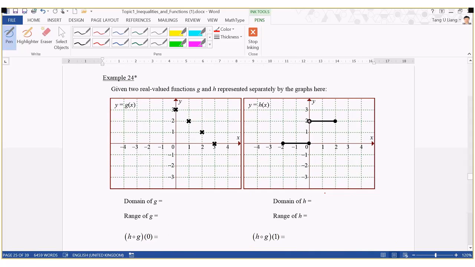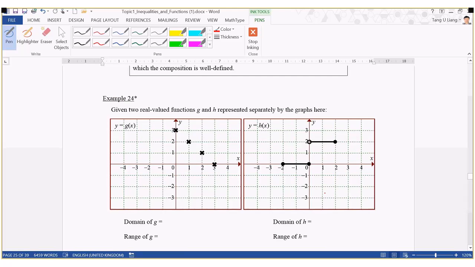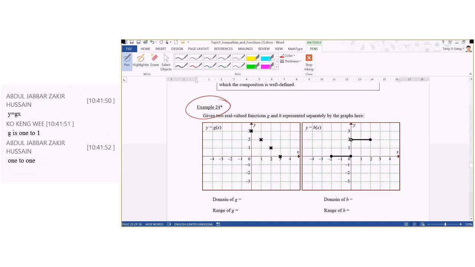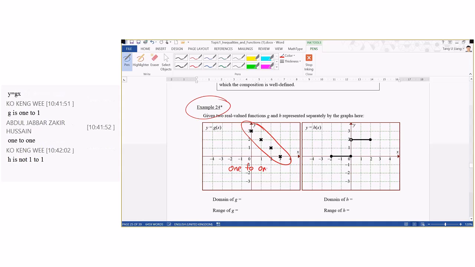Gx, this one, yes, this is a one-to-one function. Every output has a unique input mapping to it. Yes, H is not one-to-one. You see here in H, just look at this horizontal line. This horizontal line indicates that many points map to a single output 2, and similarly for this, many points map to 0. So this is actually a many to one function.